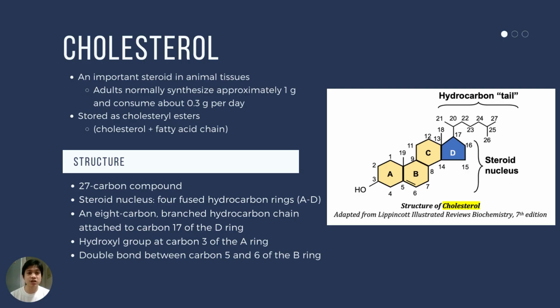Cholesterol is an important steroid and lipid in animal tissues. As a steroid, it contains the steroid nucleus, which you can see in the image on the right. As a lipid, cholesterol is relatively insoluble in water. Human adults create approximately 1 gram of cholesterol per day, which means that even if you do not take in cholesterol from food, you make 1 gram of it every day through de novo synthesis. We consume approximately 300 milligrams of cholesterol per day through the diet.